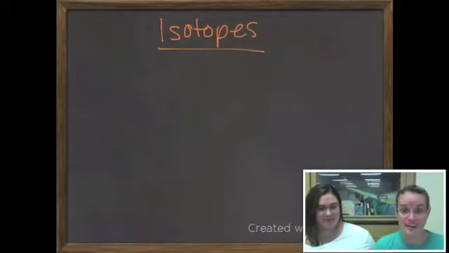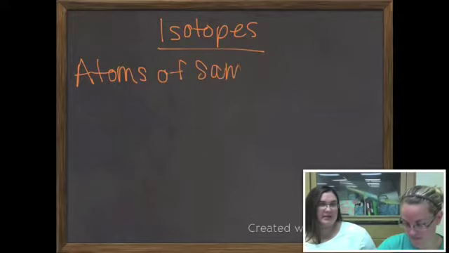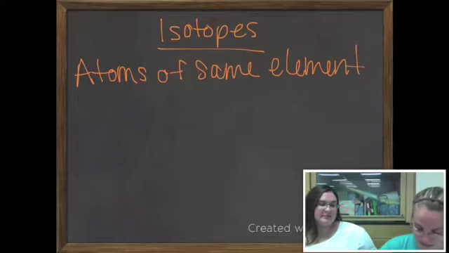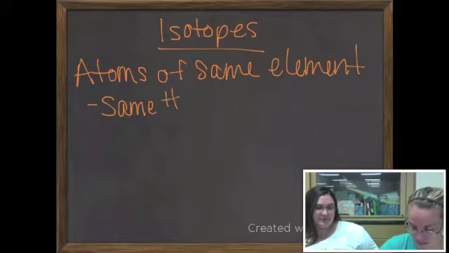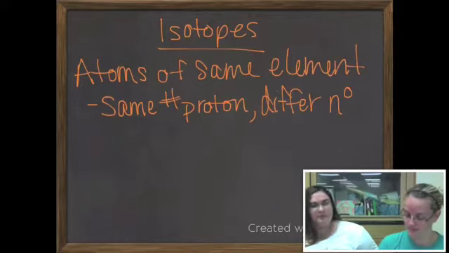All right, so today we're going to talk about isotopes. So, what exactly are isotopes? They are atoms of the same element but they have a different mass. Okay? So, what does that mean if they're the same element? So, if it's atoms of the same element, this means that they're going to have the same number of protons, but a different number of neutrons. Because remember, our protons and neutrons make up our mass.